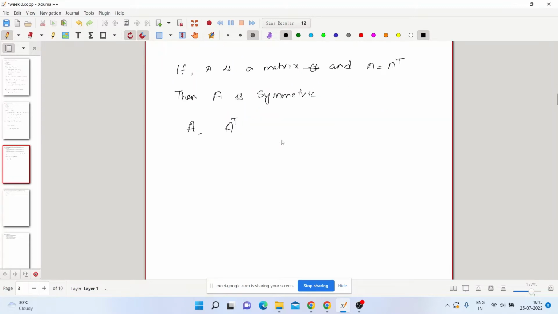For example, let A equal 1, 2, 2, 3. Here A transpose is obtained by interchanging the rows and columns. The first row, 1, 2, will become the first column. And the second row, 2, 3, will become the second column of A transpose. So here we can clearly see that A equals A transpose, that is, all the corresponding entries are equal. So A is a symmetric matrix.